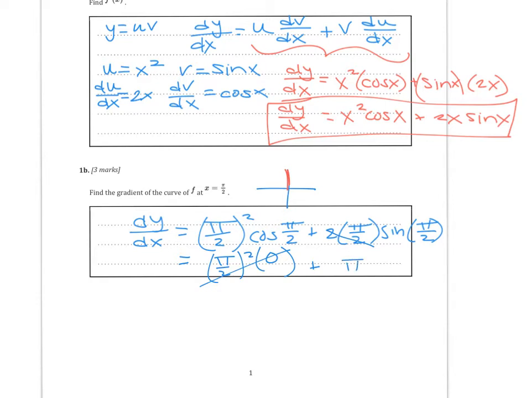And sine of pi over 2, that's the y value of this ordered pair right here. We know that that would be 1. So pi times 1 is just pi. That's the slope when x is pi over 2.